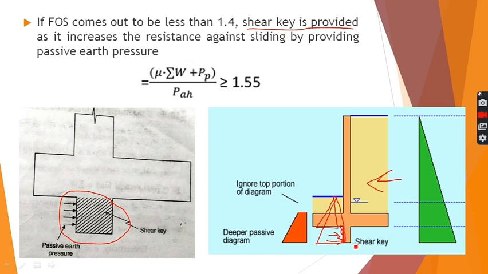Shear key is provided when the factor of safety of sliding comes out to be less than 1.4. So to increase the value of restoring force, we provide another structural element here so that the factor of safety comes out to be greater than 1.4 or 1.55. So this is the stability of the retaining wall against sliding.